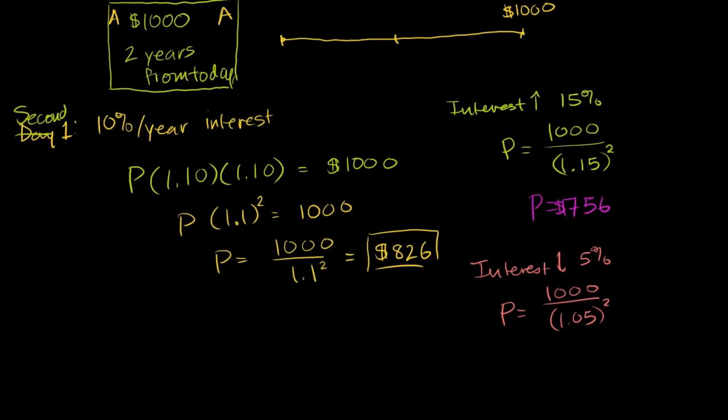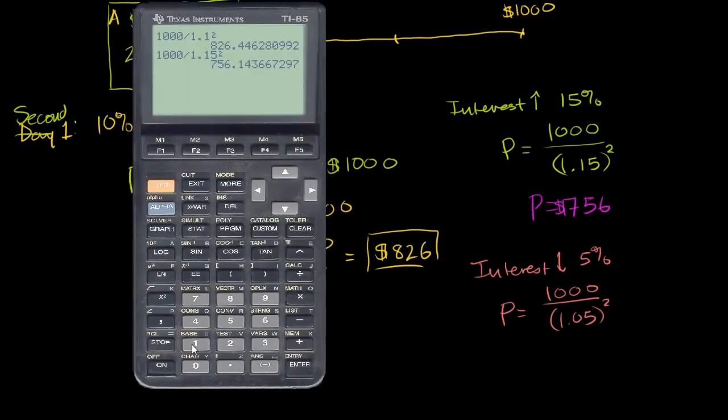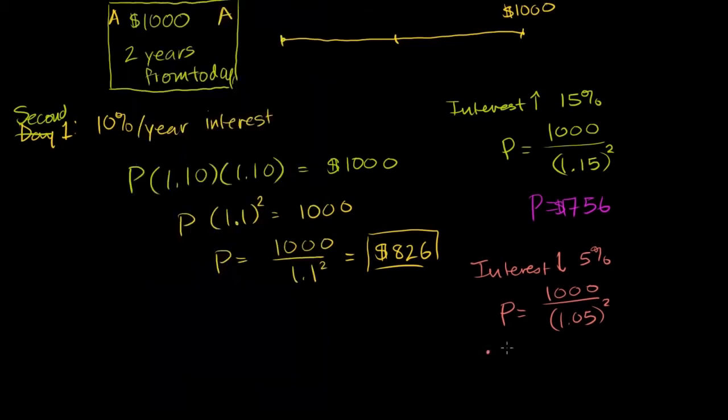Get the calculator out again. We get $1,000 divided by 1.05 squared is equal to $907. So all of a sudden, we're willing to pay, price is now $907.